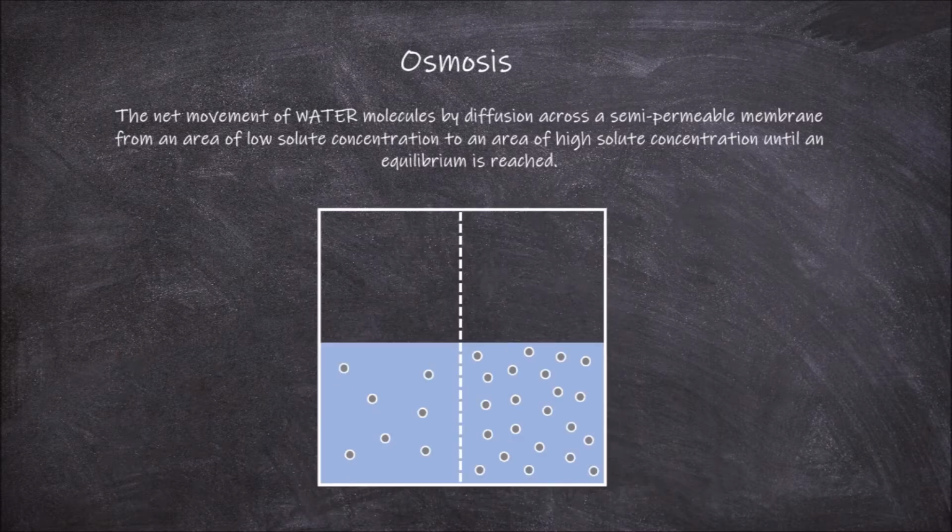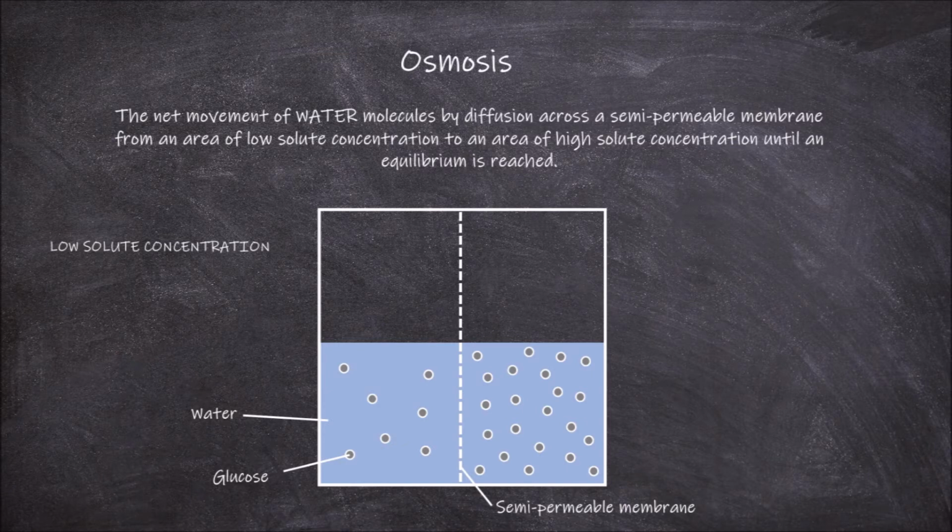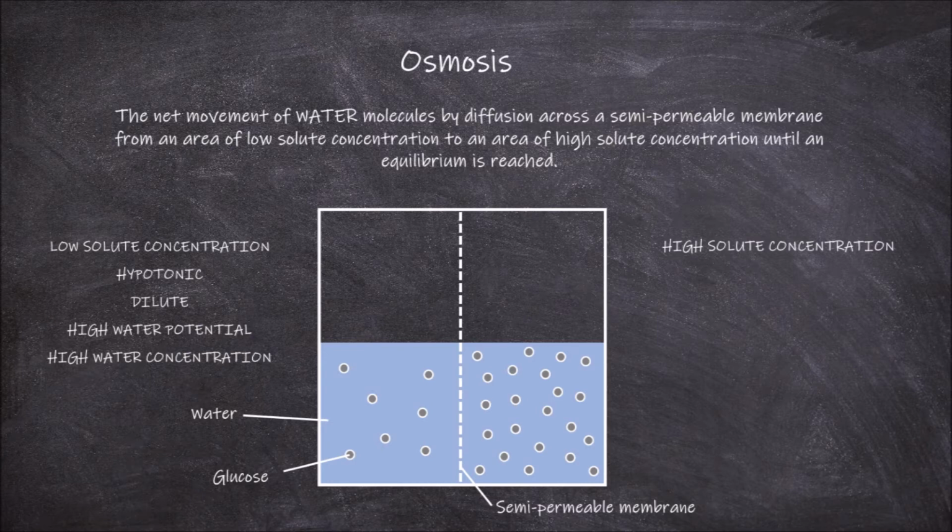Let's take an example using the solute glucose that can't diffuse through the semi-permeable membrane, and have a low solute concentration on the left side of the membrane and a high solute concentration on the right side of the membrane. We would consider the left side to be hypotonic as it is more dilute and has a high water potential, as the water has a tendency to move away from this side of the membrane as it is in high water concentration in relation to the solute glucose.